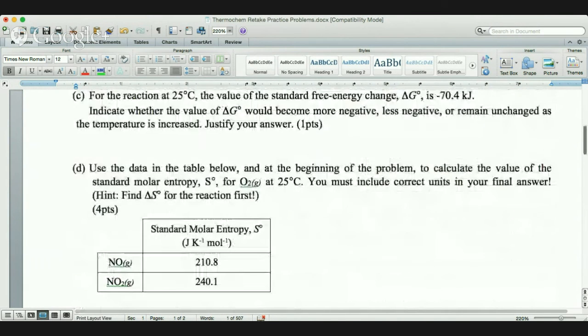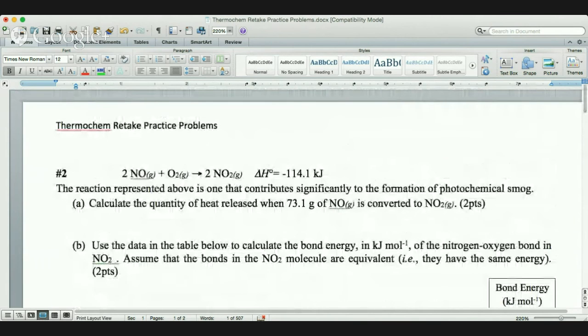So as the temperature increases, okay. Look at this problem, all this information right here. And then I'll stop. So I'll give you a second to work on it.